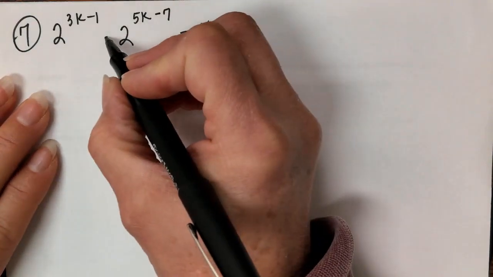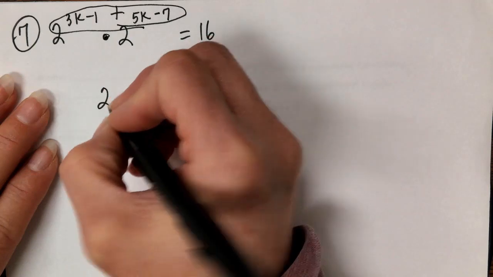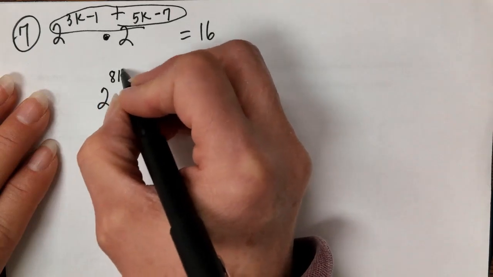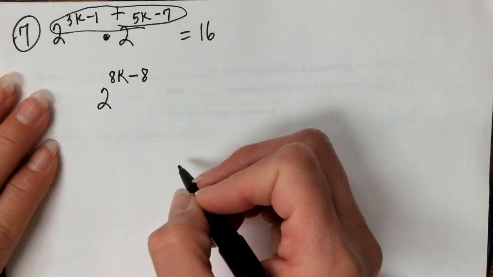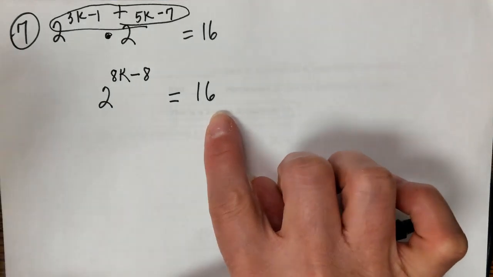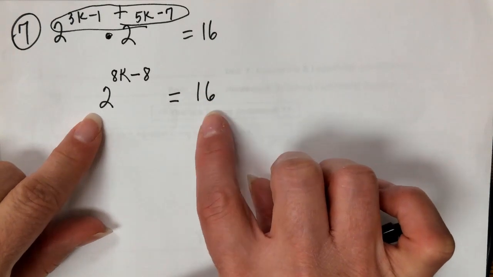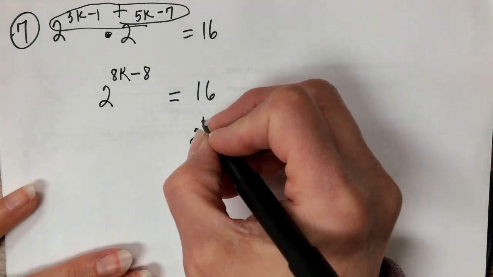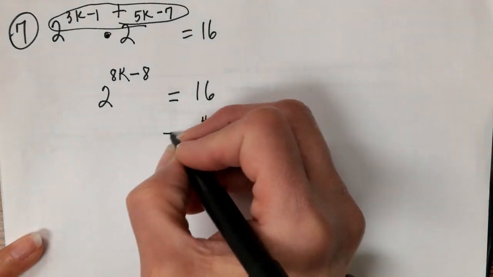Because this has a multiply, I would add the exponents. I would leave it with one base, and a 3k with a 5k is 8k. A negative 1 with a negative 7 is a negative 8 when I add that up. I still have the 16 on the other side of the problem, and we were taught that we could try to make the bases look alike. So is there a power of 2 that is the answer 16? I hear 2 to the 4th. Yes, 2 to the 4th is the same as 16, so we can convert that one.